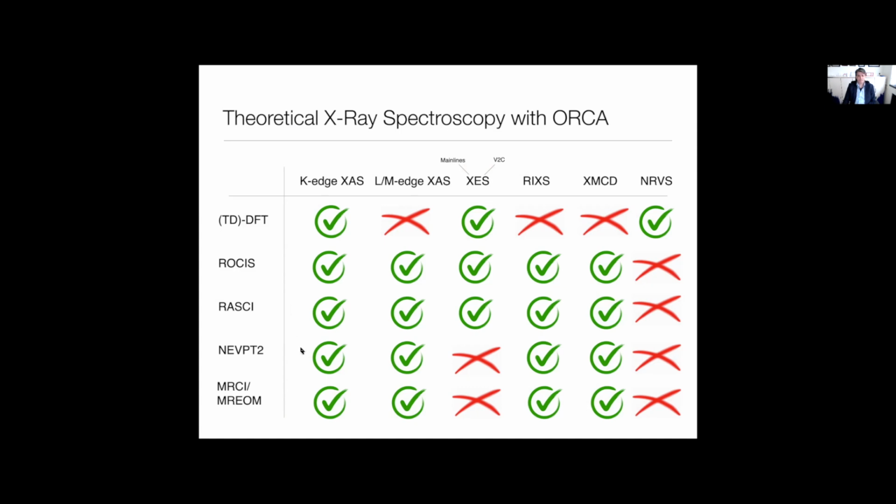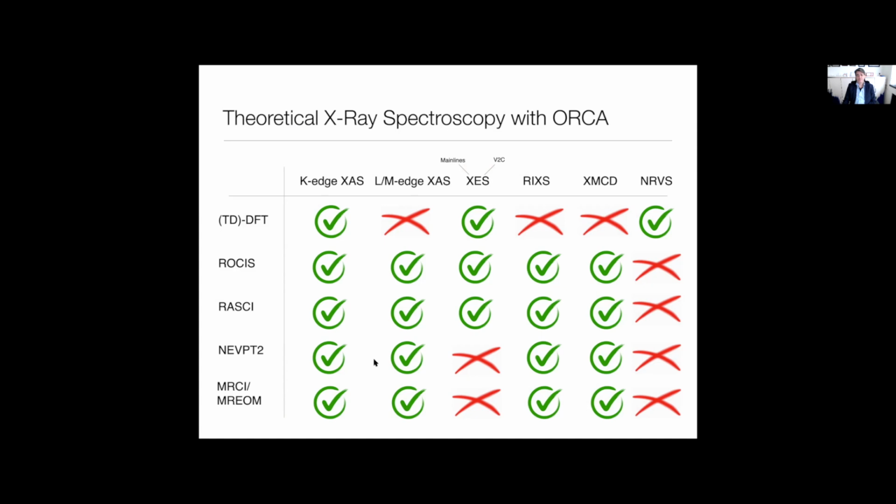More expensive, but also more accurate, is an NEVPT2 approach, which is a form of second-order multi-reference perturbation theory, and it has most of these spectra except XES. And then if you go to very high accuracy, that would be multi-reference CI or even the multi-reference coupled cluster approach as implemented in the MRCC implementation in ORCA. Again, everything except XES spectroscopy.